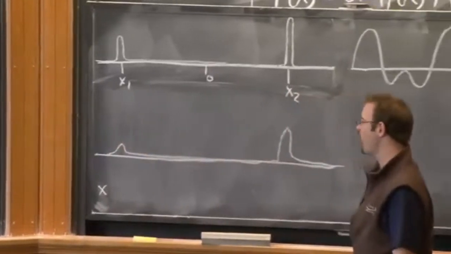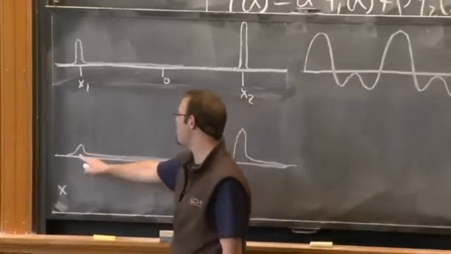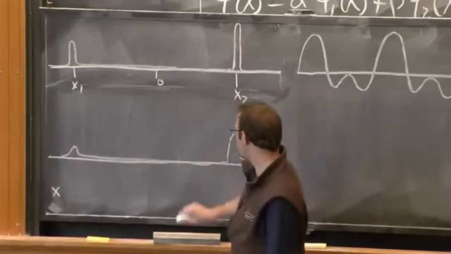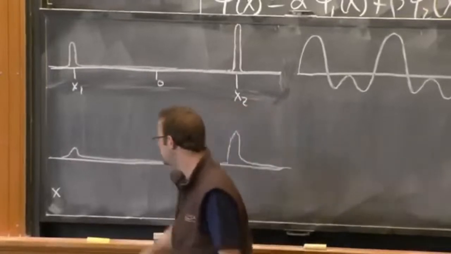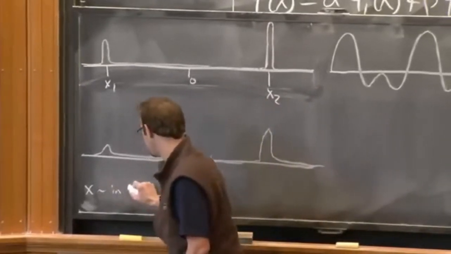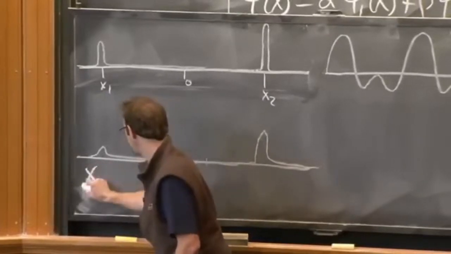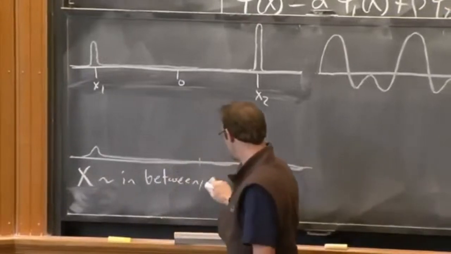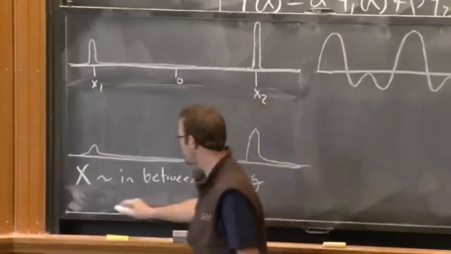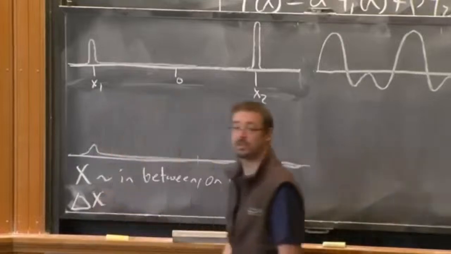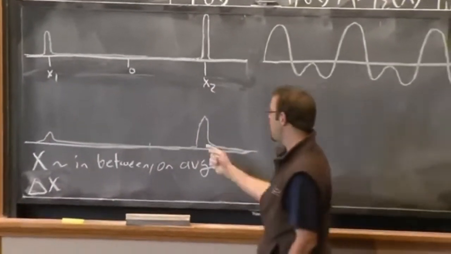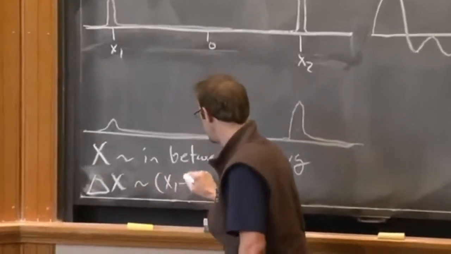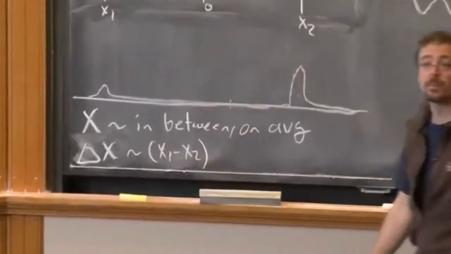So where am I going to find the particle? Well, now we have to define this. Look, if I did this experiment a whole bunch of times, it'd be over here more than it would be over here. So the average will be somewhere around here. It'll be in between the two. So x is somewhere in between. That's where we expect to find it, on average. Okay. What's our uncertainty in the position? Well, it's not that small anymore. It's now of order x1 minus x2. Everyone agree with that?